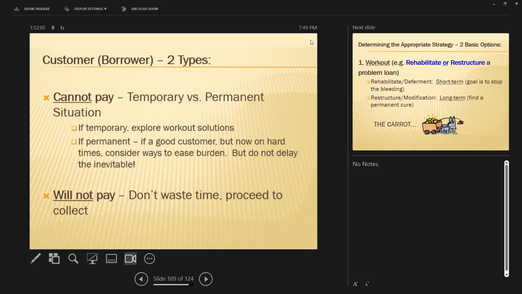The will not pay customer, do not waste your time. Proceed to collect. Okay? You have different types of customers. There'll be them who will give you all the excuses, right? They got one excuse after the next. I remember one man, his daddy once died 7 times, right? Until the final time, we actually saw the notice in the newspaper that his father passed.